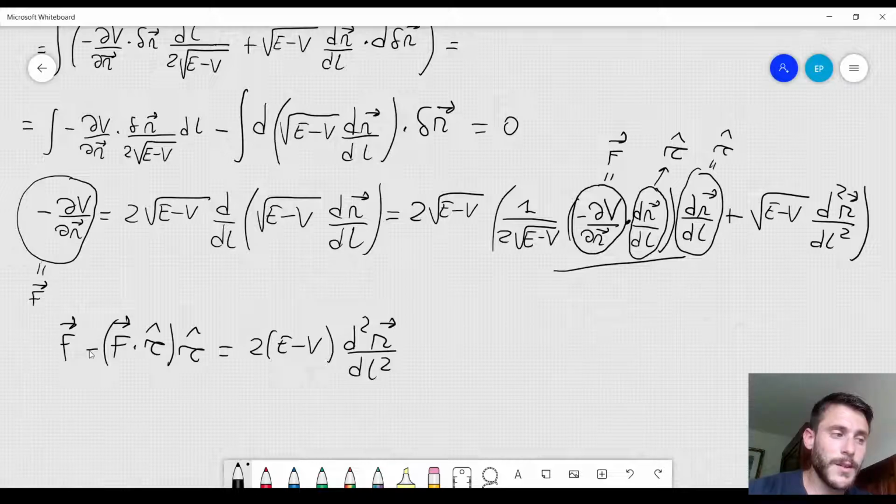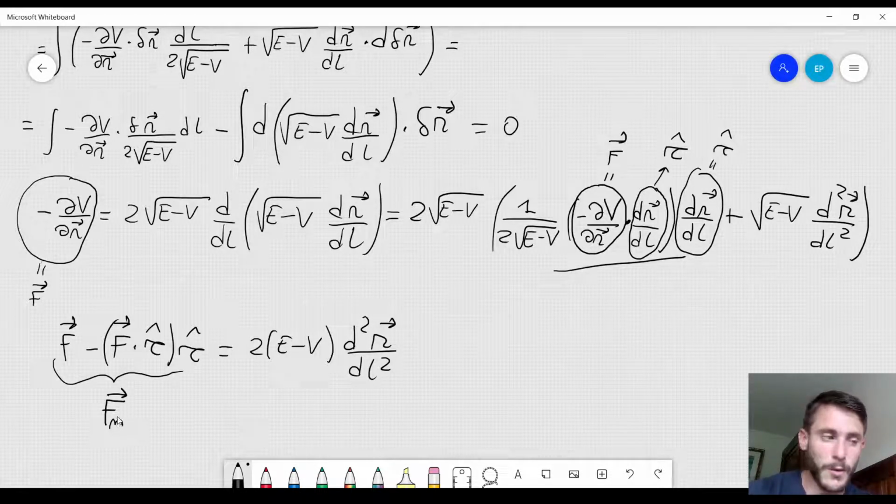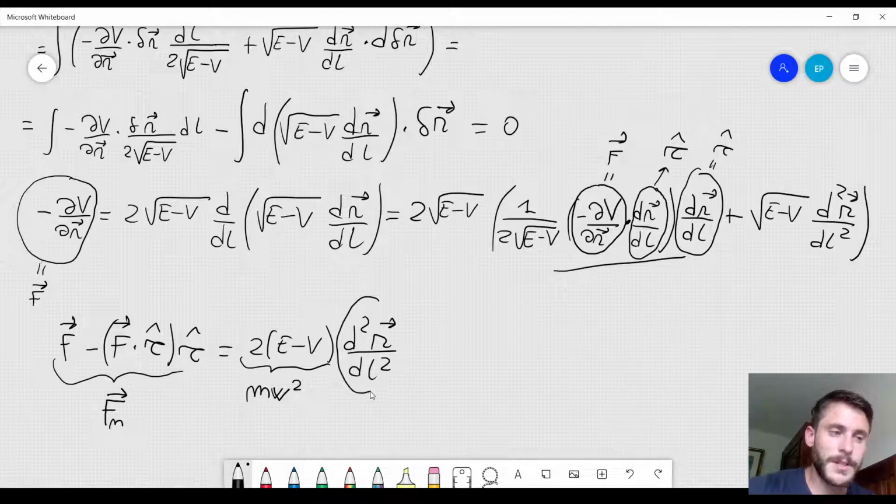So if I remove the tangential part from the force, here we only get the component of the force along the normal to the curve, and it is a vector, of course, so it is the direction normal to the path, whereas E minus V is the kinetic energy of the particle. So twice that I can rewrite as the mass of the particle times the velocity of the particle squared, and I'm going to call the velocity w squared in this case.